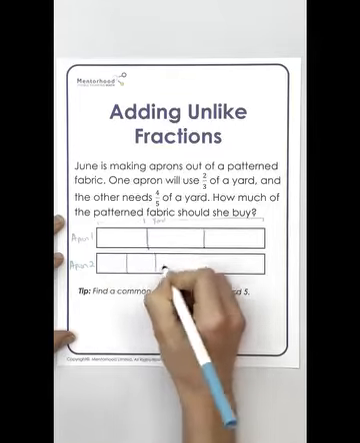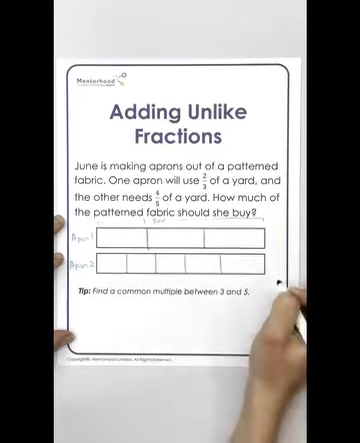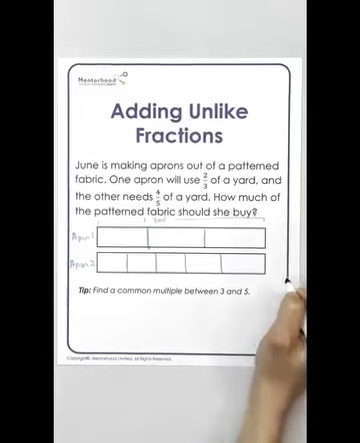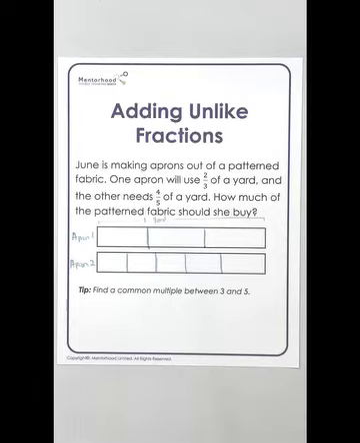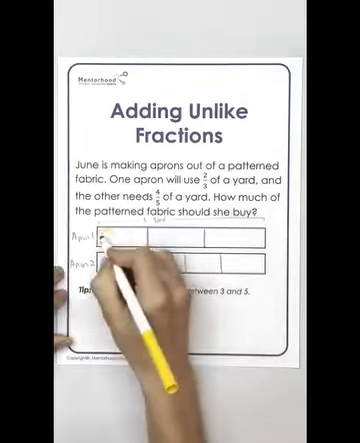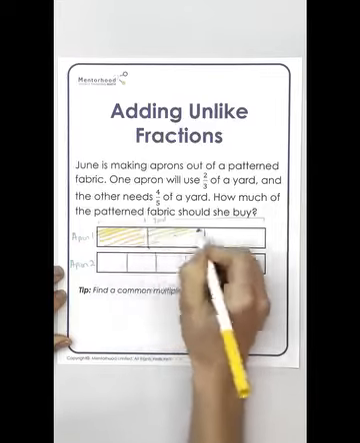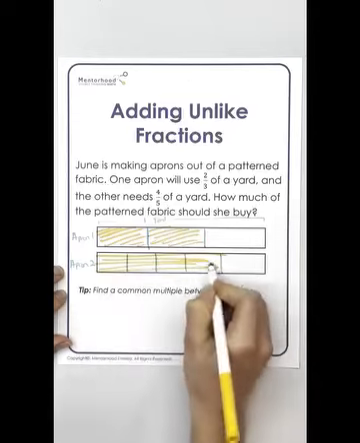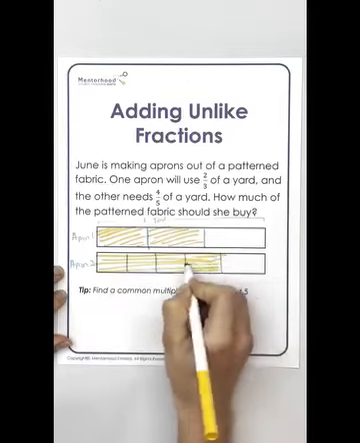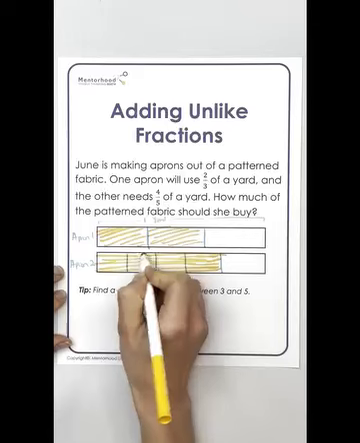So I'm going to split this one into fifths best I can. 3, 4, 5. A little uneven, but pretty close. Okay, so how much of the patterned fabric should she buy? So I've got 2/3 here, so let me just grab my other color here. And 4/5. Now it would be pretty silly to go up to a store and be like, can I please have 2/3 of a yard and 4/5 of a yard?